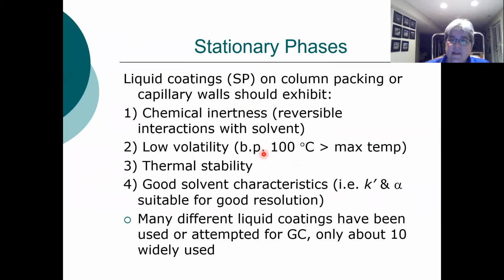Now, the stationary phase, we want it to be chemically inert. Okay, we don't want it to react. We want it to interact, but not react. It has to have low volatility. Remember, we're putting this in an oven. We don't want it to turn into a gas and leave. So it has to be stable at high temperatures. It has to have a low volatility. It has to give me good separation, good retention factor, good selectivity. And there are lots of different stationary phases, but only about 10 are common.